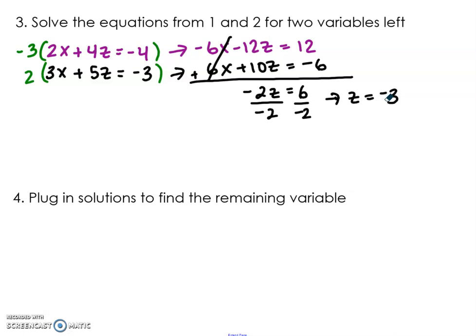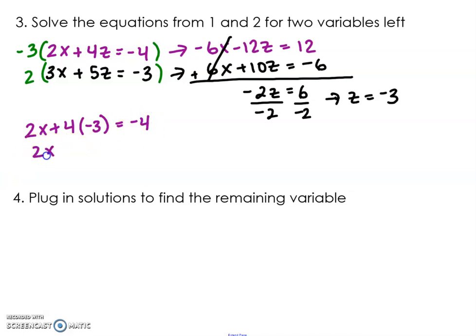Okay, so once I get that z is equal to negative 3, I'm going to plug that into one of these two equations. So the equation that I had circled, I'm going to plug that z into one of those because I don't want to plug it into one of the originals because I don't have all the variables. So I'm going to plug it into either of these two, does not matter which one. I'm going to just choose the first one. So I'm going to do 2x plus 4z, but z is now negative 3, and that's equal to negative 4.